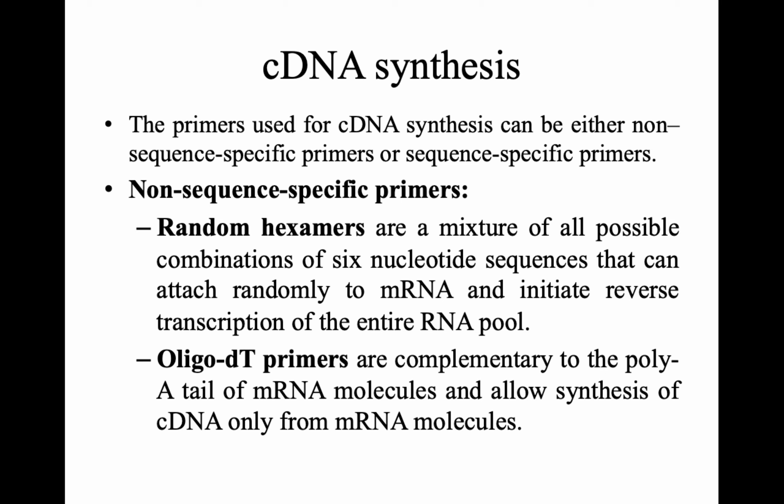Under the non-specific primers, there are two types. The first is the random hexamers, which are a mixture of all possible combinations of 6-nucleotide sequences that can attach randomly to the mRNA and initiate reverse transcription of the entire RNA pool. For this purpose, we isolate the RNA from the sample and add these random primers. These random primers attach randomly to all the mRNA molecules in the sample and synthesize cDNA from all the mRNA present in the sample.